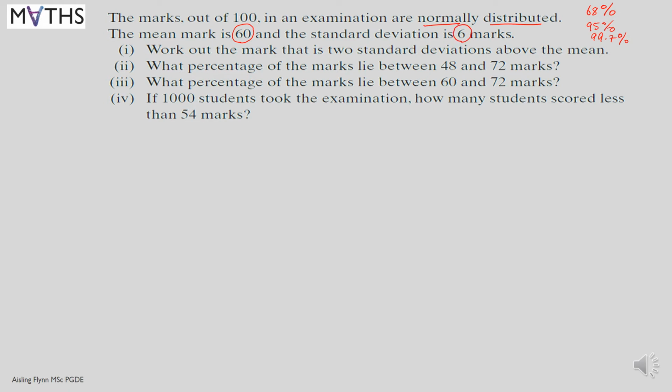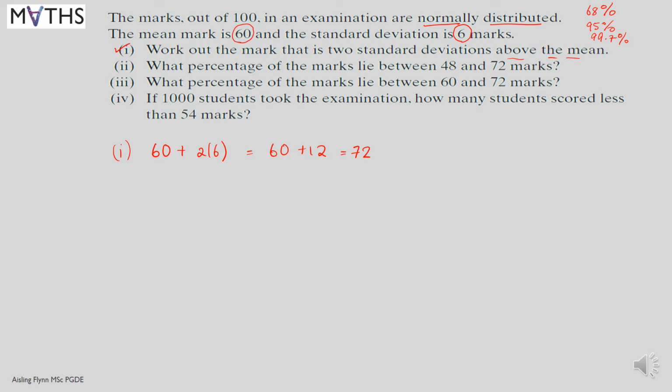Okay, number 1, work out the mark that is 2 standard deviations above the mean. Well, that's straightforward. You start with your mean, which is 60, plus 2 times 6, which is 12. So 2 standard deviations above the mean, we get 72. Okay, so that's number 1.